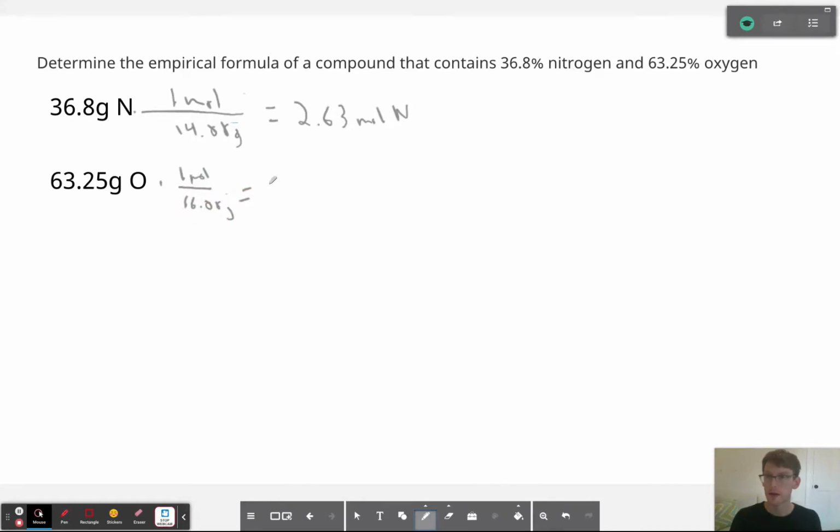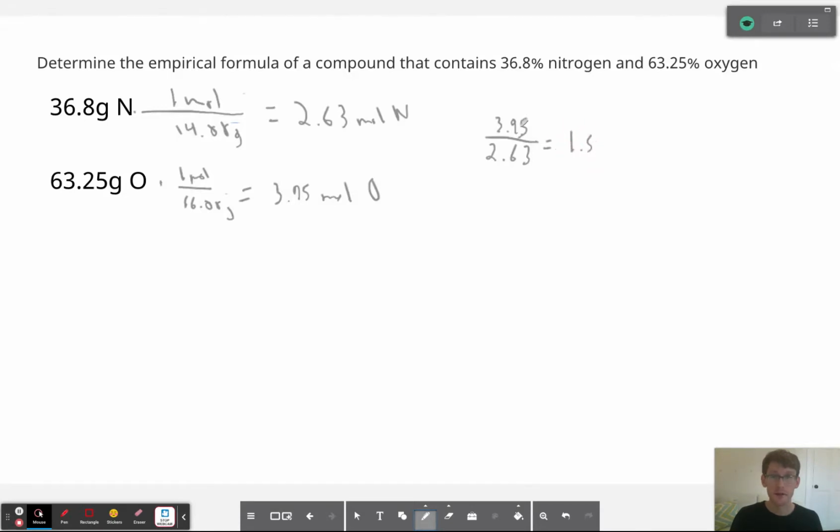And what we end up with is 3.95 moles of oxygen. And just looking at these, we're not going to get a simple 1-to-1 or 1-to-2 ratio. If we take the 2.63 and we divide the 3.95 by that, what we get is pretty close to 1.5.